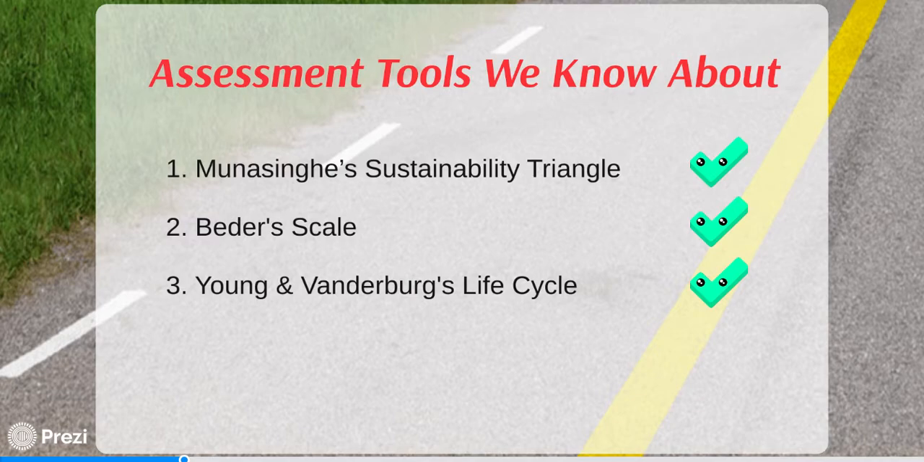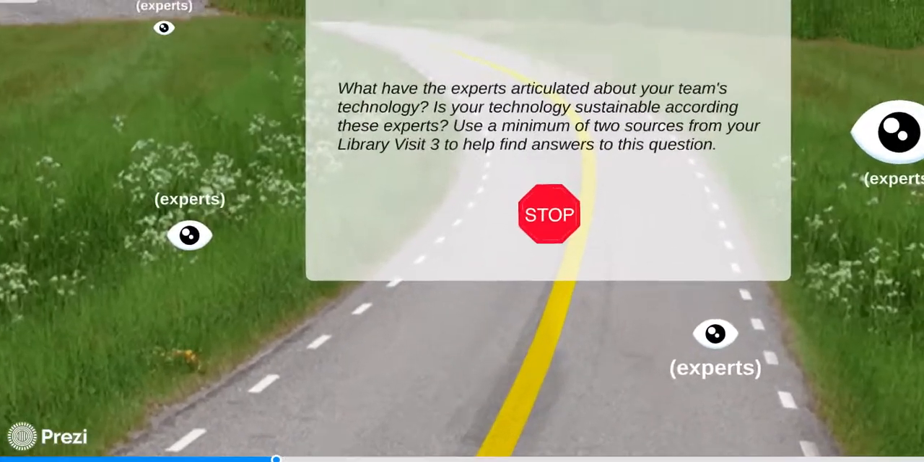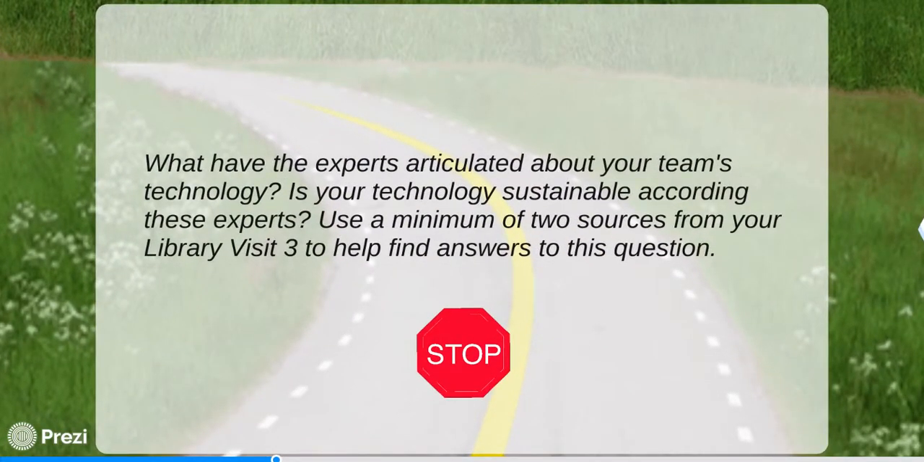We have some tools for assessment that we already know about, or I think that by the time you do this assignment, you will have been introduced to the sustainability triangle, Beater's scale, and Young and Vandenberg's life cycle. But back to that point 4, identifying whether your technology is sustainable or not. This is the point that I want to really focus with you all on. What have the experts articulated about your team's technology? Is your technology sustainable according to these experts?